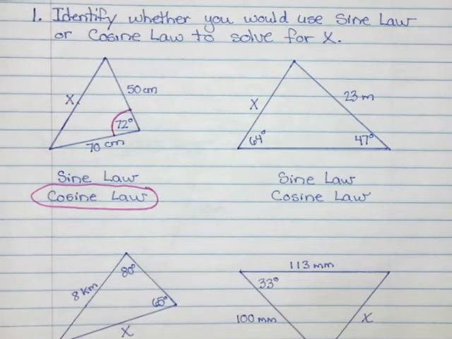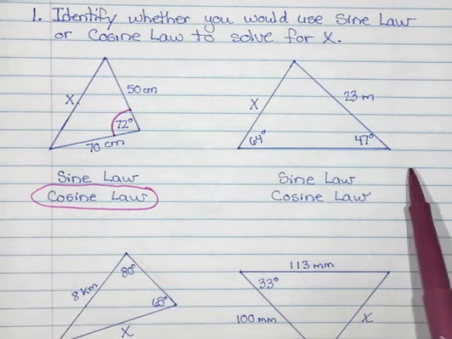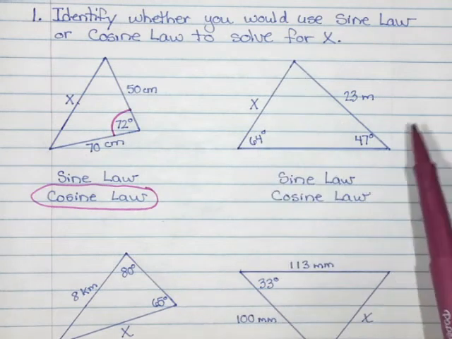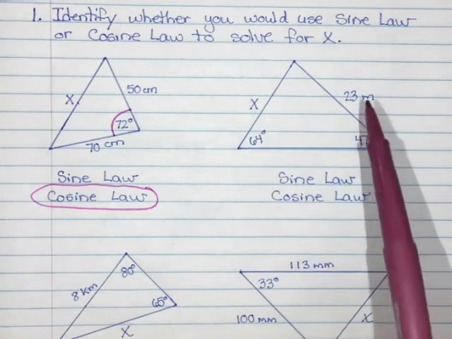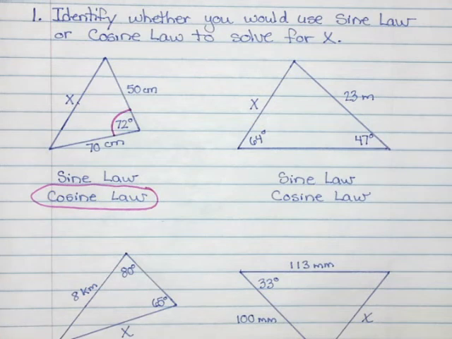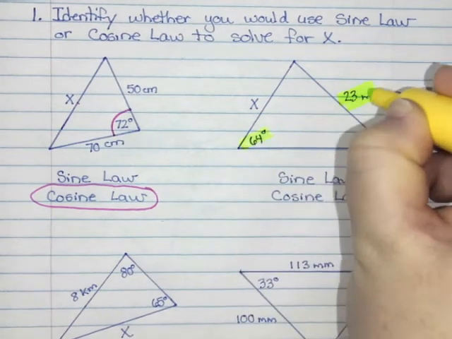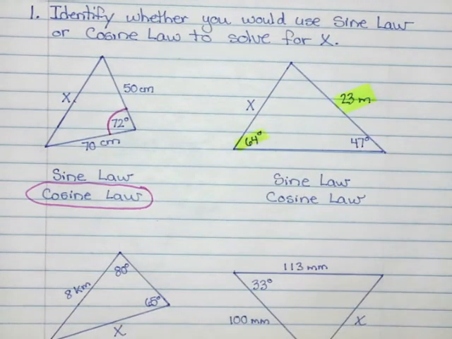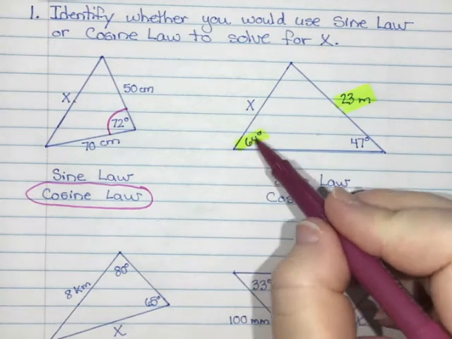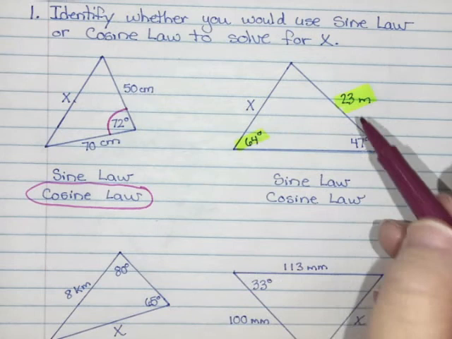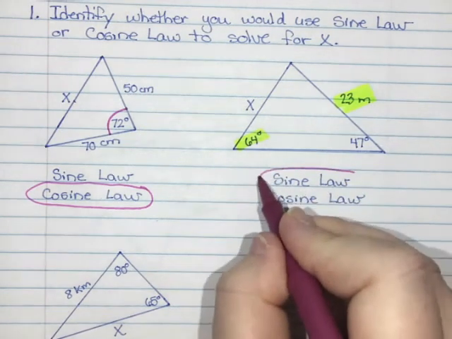All right, let's take a look at the next one. In this one, we have a triangle with angles 64 and 47. We have a side of x and a side of 23 meters. The first thing I want to ask myself is, do I know an angle and an opposite side? Well, the answer here is yes. I have 64 degrees and 23 meters. Those two are across from each other, which means I have an angle and an opposite side that I know both numbers for, so I should be able to use sine law.